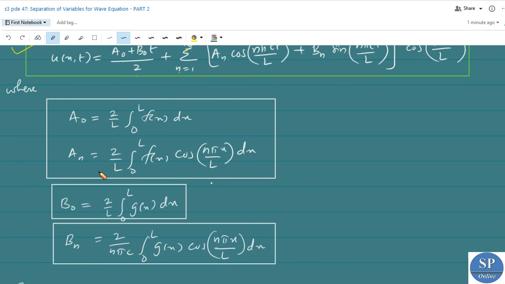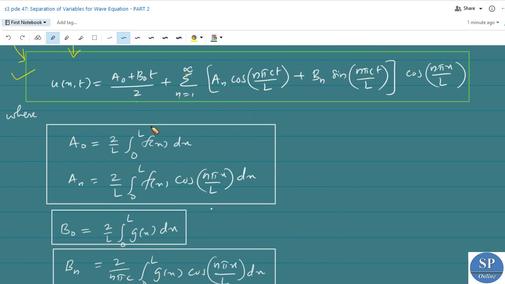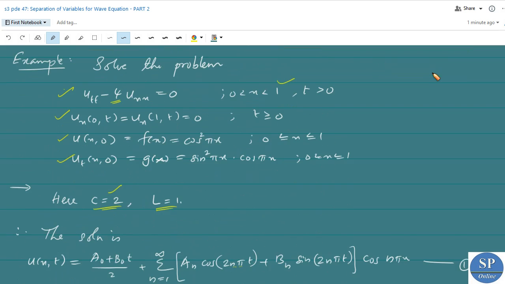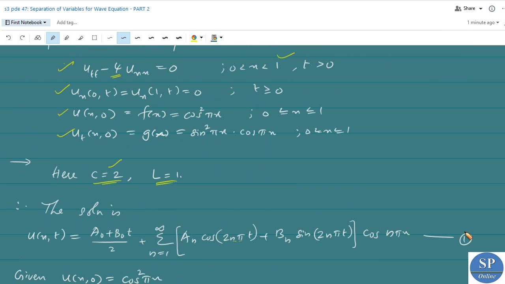We have the solution, and here we have l equal to 1 and c equal to 2, so we have cos 2n pi t and b_n sin 2n pi t, multiplied by cos n pi x by l, with l equal to 1, so cos n pi x. That will be our solution. Now our aim is to find the coefficients a naught, b naught, a_n and b_n to obtain the solution.